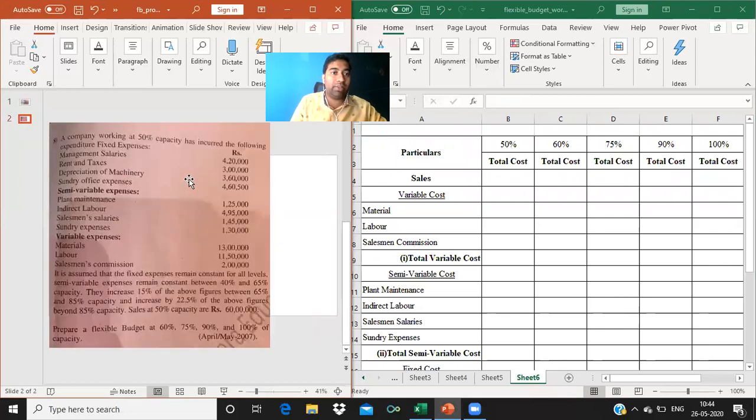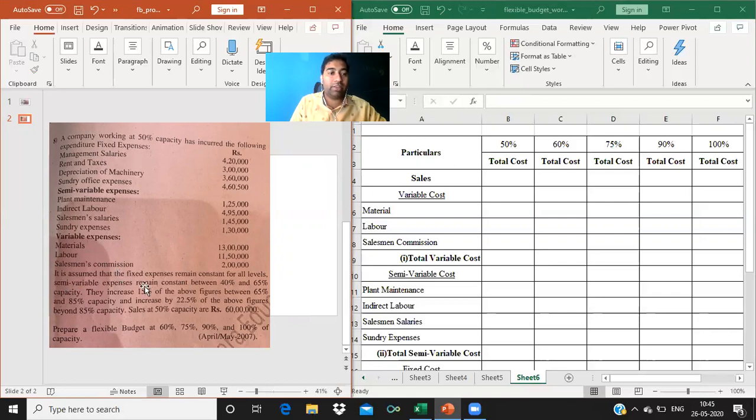You can see the problem here. A company working at 50% capacity has incurred the following expenditure. Fixed expenses are given as management salaries, rent and taxes, depreciation of machinery, and sundry office expenses. Semi-variable expenses are plant maintenance, indirect labor, salesman salary, and sundry expenses. Variable expenses are material, labor, and salesman commission.